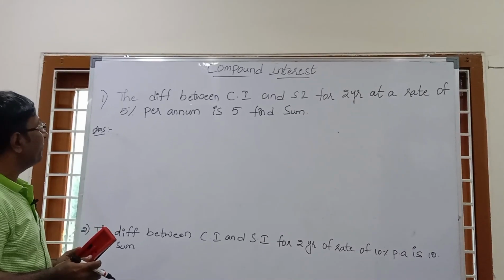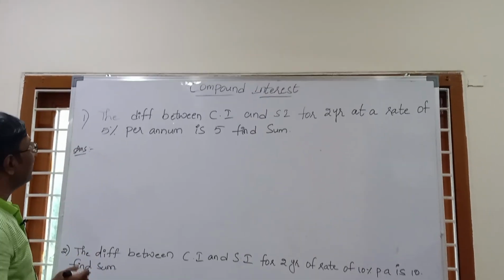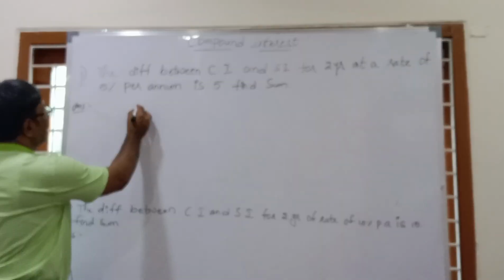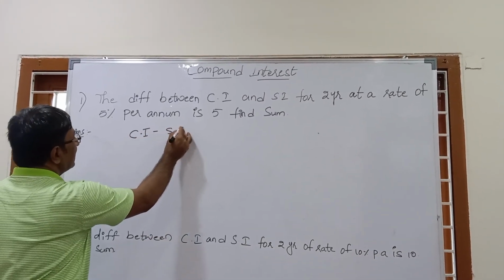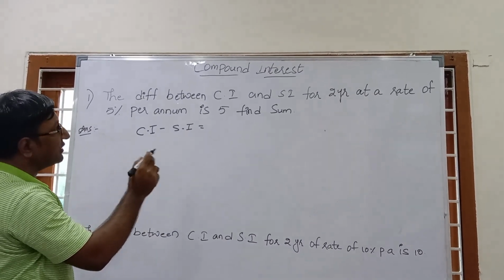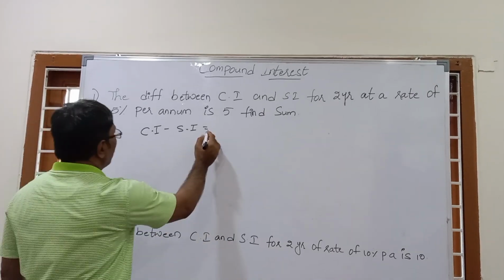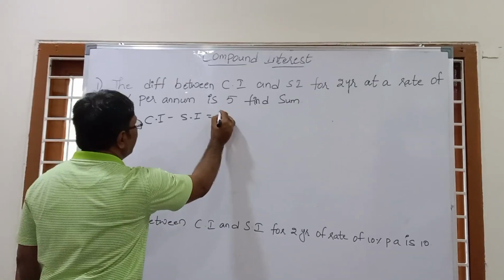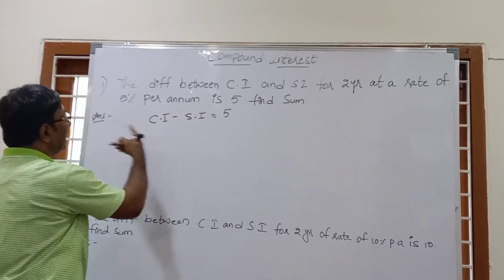For this type of question, if we solve it by the basic rule, what is the basic? Here, compound interest minus simple interest is given as 5. Okay, and time is given as 2 years and rate is given as 5%.